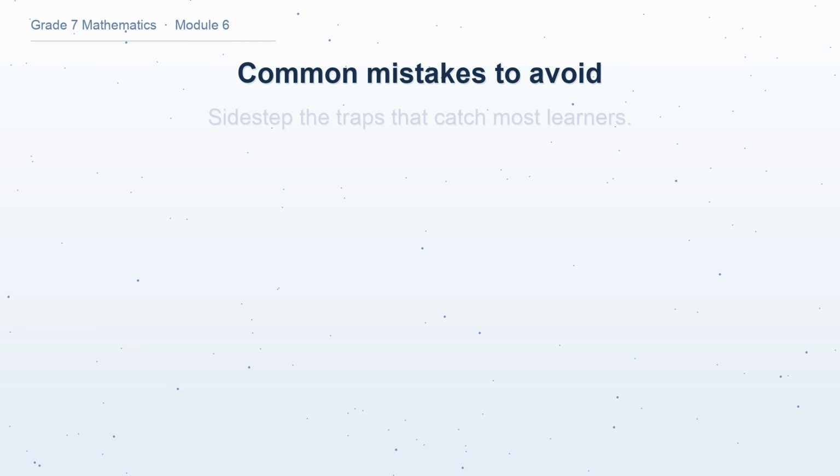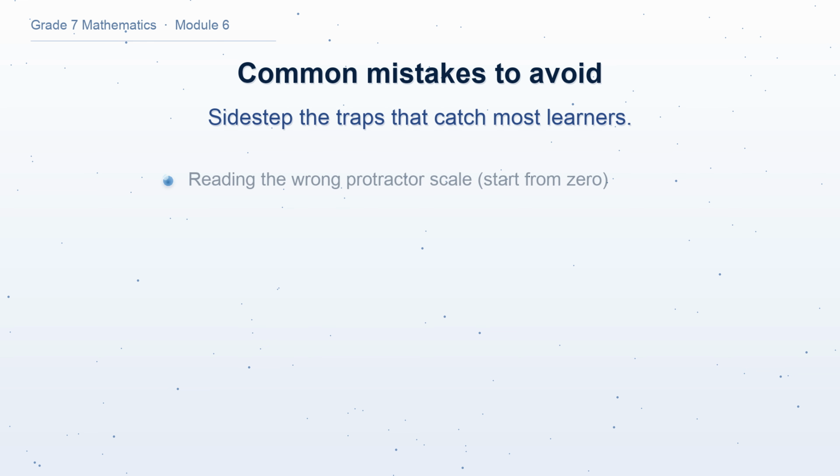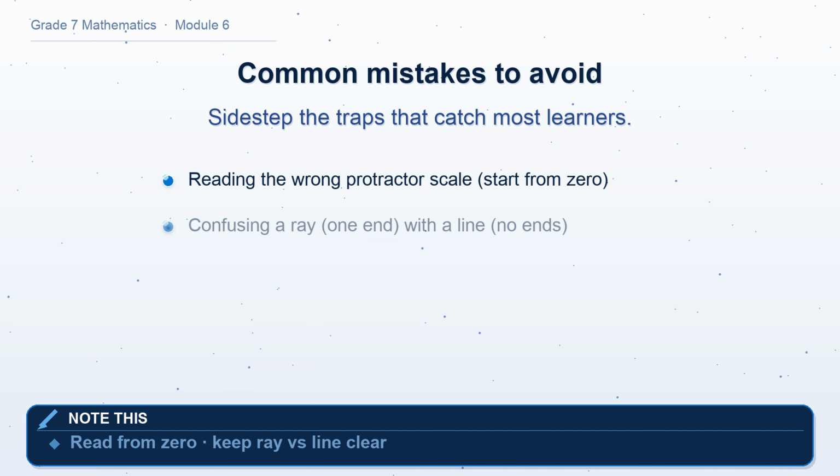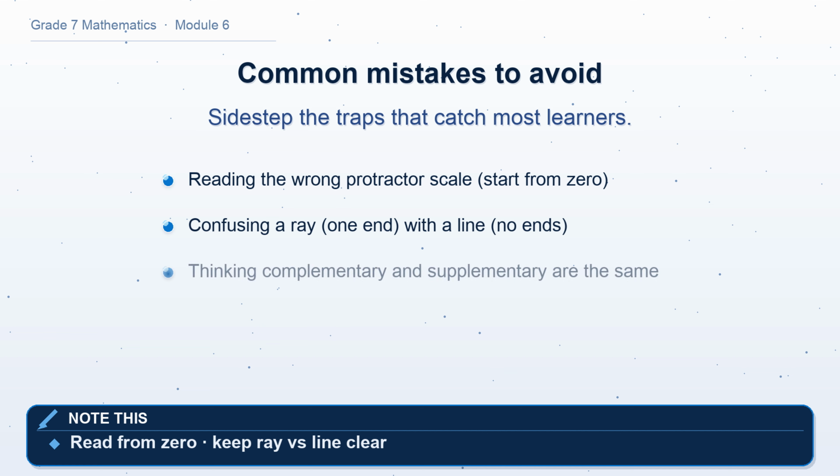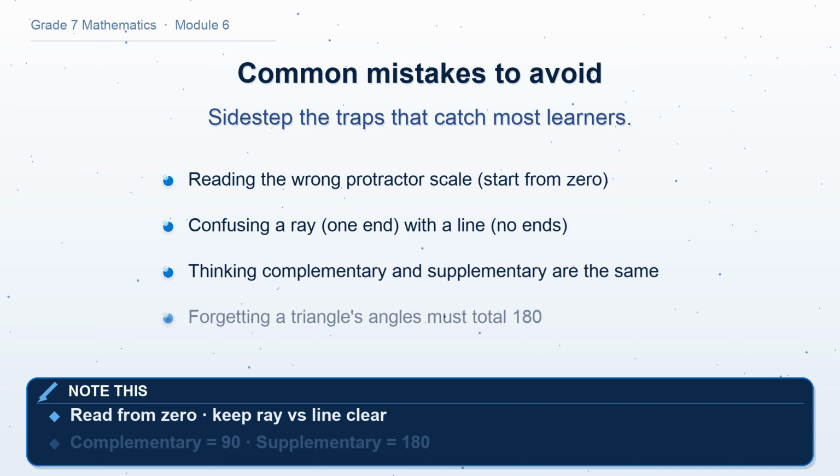Before we practice, let us avoid the traps that catch most learners. First, when measuring, read the scale that starts from 0 on your arm, or your answer will be wrong by the difference from 180. Second, keep a ray and a line apart. A ray has one endpoint, while a line has none. Third, do not mix up complementary and supplementary. Complementary angles add to 90, supplementary to 180. And finally, the angles inside a triangle must total 180 degrees, never more and never less. Keep these in mind and your geometry will stay accurate.